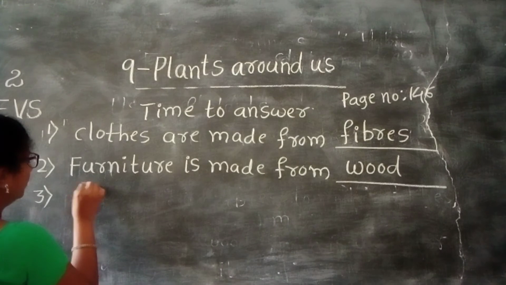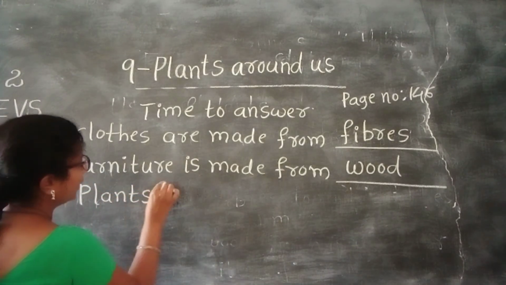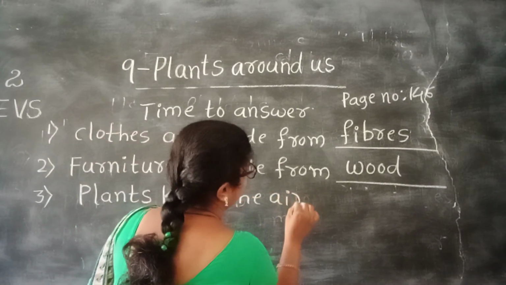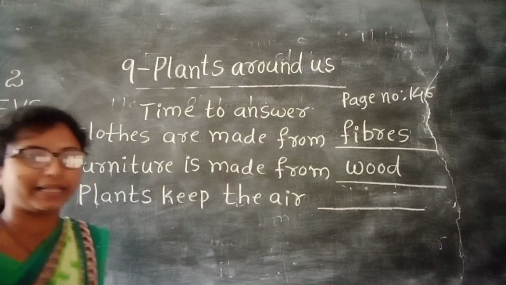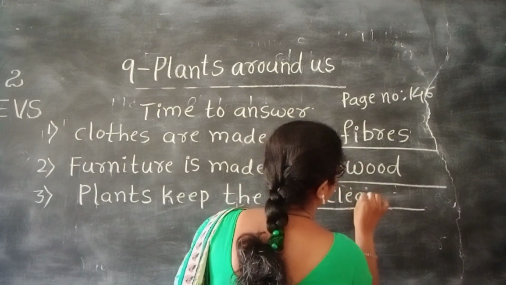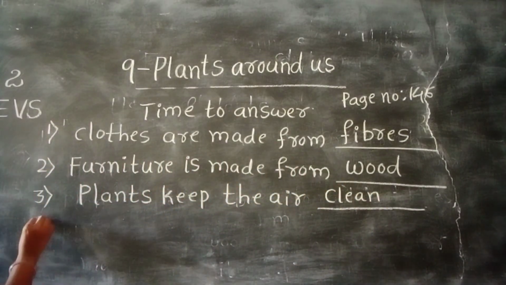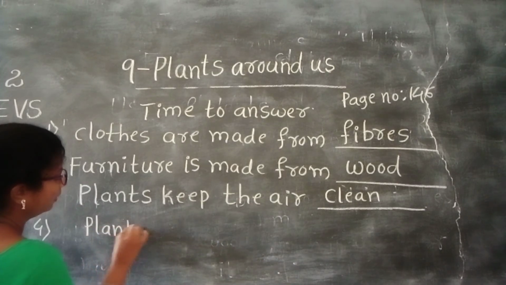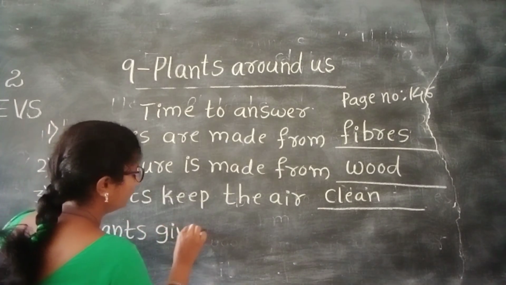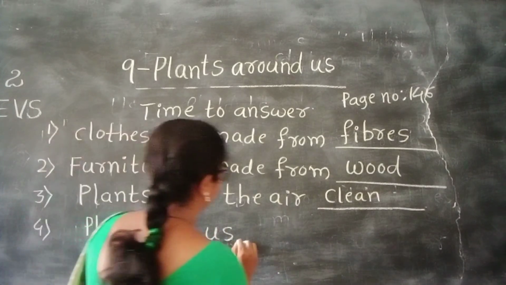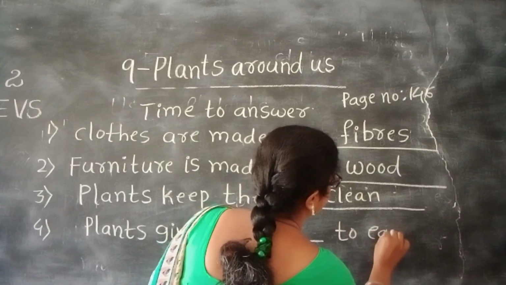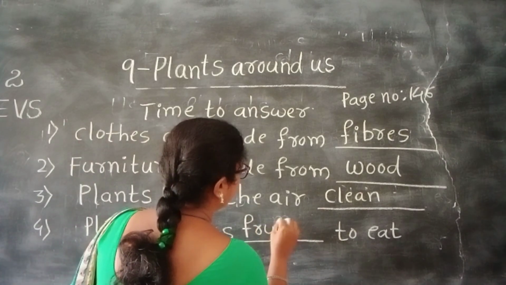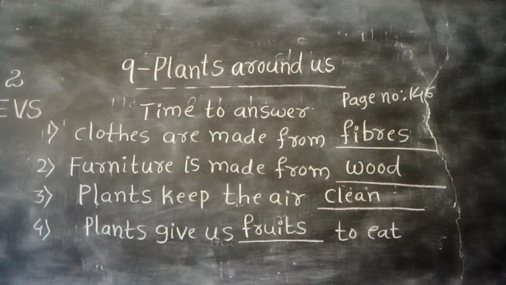Next, third one. Plants keep the air clean. Right here, clean. Okay, plants keep the air clean and fresh. Next, fourth one. Plants give us dash to eat. Plants give us fruits to eat. Okay, children, take down these in your book.